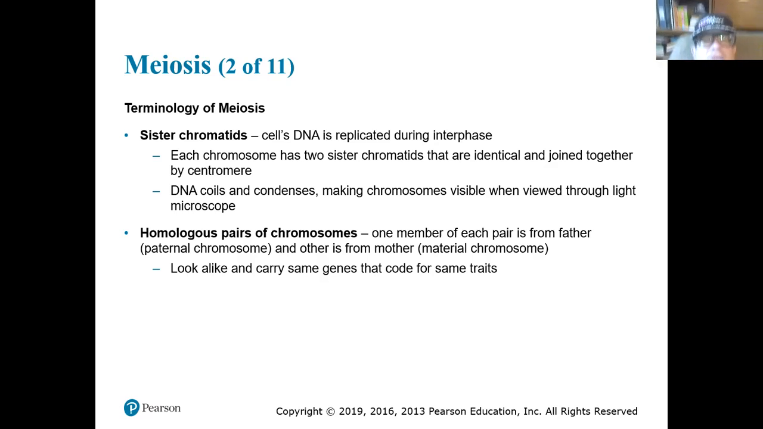So, sister chromatids. Each doubled chromosome has two sister chromatids. They're the same. They should have the same genes, same versions of genes. They're joined at the centromere. That's great.